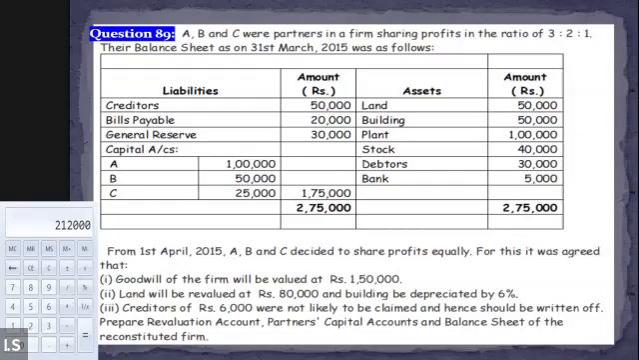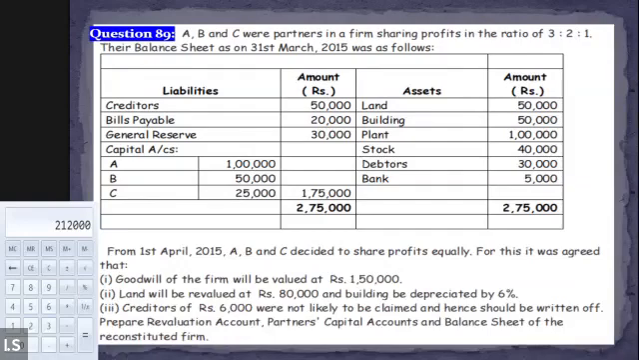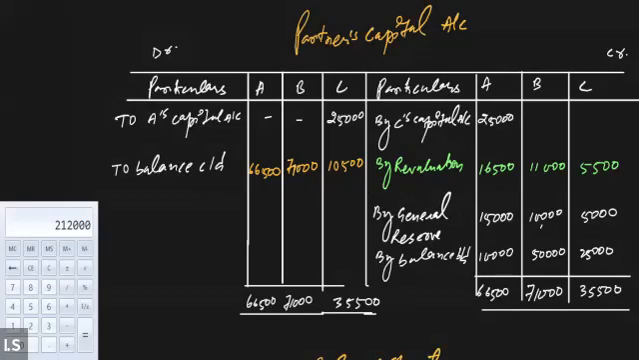Okay, anyways, let me show you the correct partners capital account. But before preparing the partners capital account, you need to adjust the self-valued goodwill in the partners capital account. So have you done that? You need to first pass the journal entry for the self-valued goodwill. So whether you have done it or not. Okay, never mind. Let me show you the correct solution. This is how the partners capital account will be prepared.